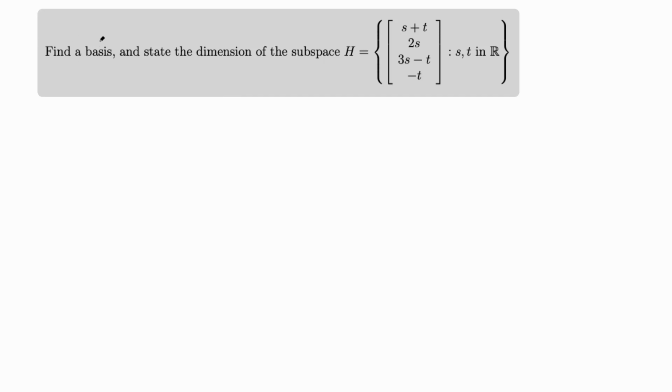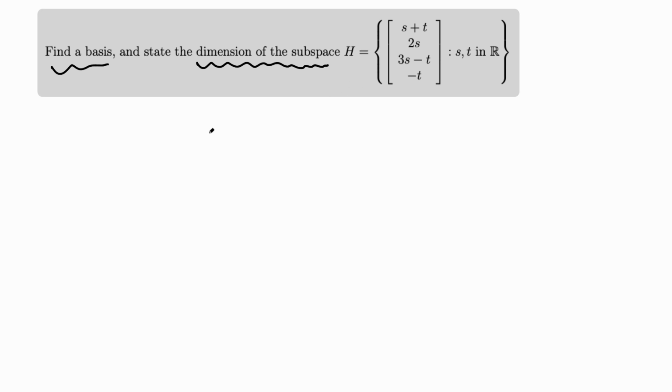Find a basis and state the dimension of the subspace H. So we got a subspace. We need to find the dimension of this subspace. Okay, and we can find a basis and the number of vectors. The number of vectors in a basis is the dimension.